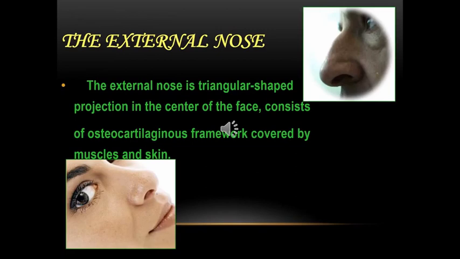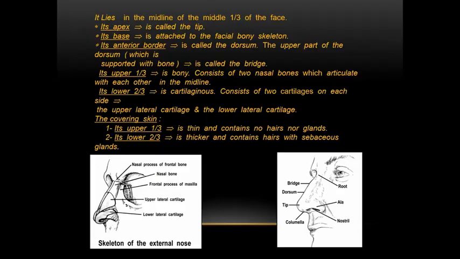So the external nose is a triangular shaped projection in the center of the face. It consists of osteocartilaginous framework covered by muscles and skin. The external nose lies in the midline of the middle third of the face. Its apex is called the tip. Its base is attached to the facial bony skeleton. Its anterior border is called the dorsum.